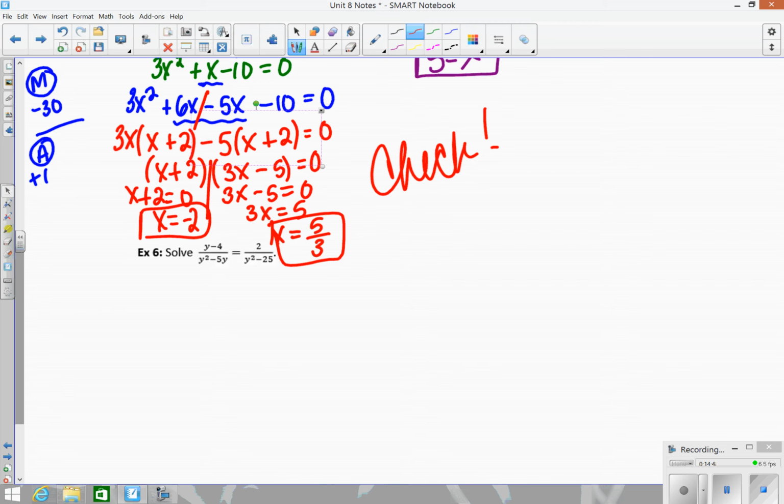When you first look at this next example, you might be thinking, okay, well, it's a fraction equal to a fraction. So you could cross multiply if you want. So you could cross multiply.